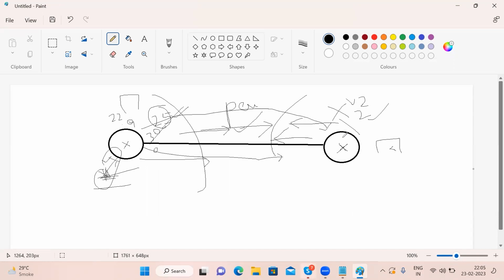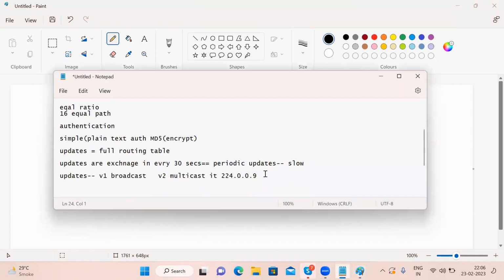But in version 1, nothing like that. Version 1 sends the information on the broadcast address, and broadcast is for everyone, whether your neighbor router is configured for RIP, IGRP or OSPF. They are able to receive that information. Got this point? Yes. Now your turn. Questions?